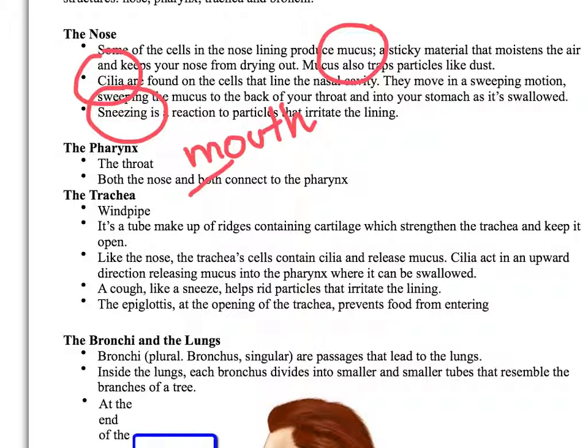The trachea is basically your windpipe. So food enters your pharynx, it goes into the esophagus. Air enters your pharynx, it goes into the trachea. It's made up of rings of cartilage, and the purpose of that is to strengthen the trachea, make sure it doesn't collapse, and to always keep it open. And like the nose, the trachea contains cilia that release mucus, and they act in an upward direction to try to get the mucus out of the lungs.